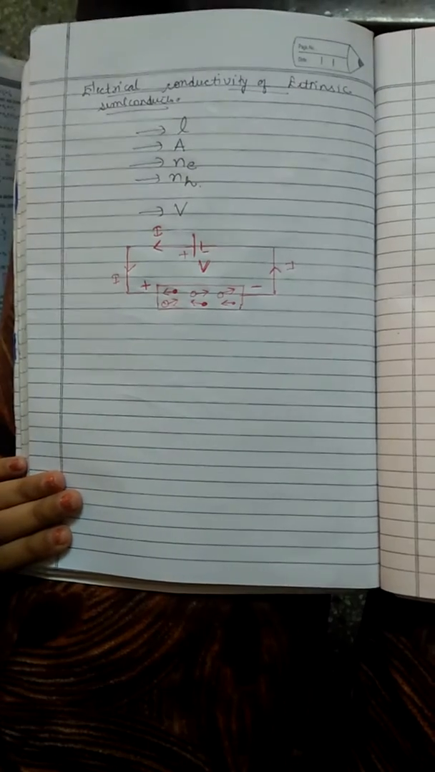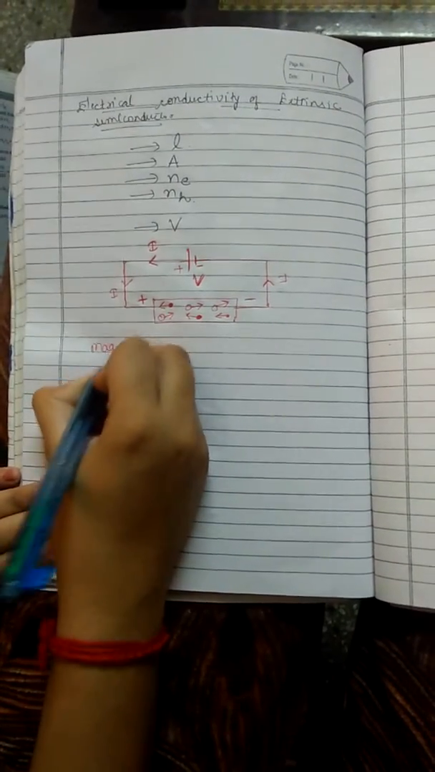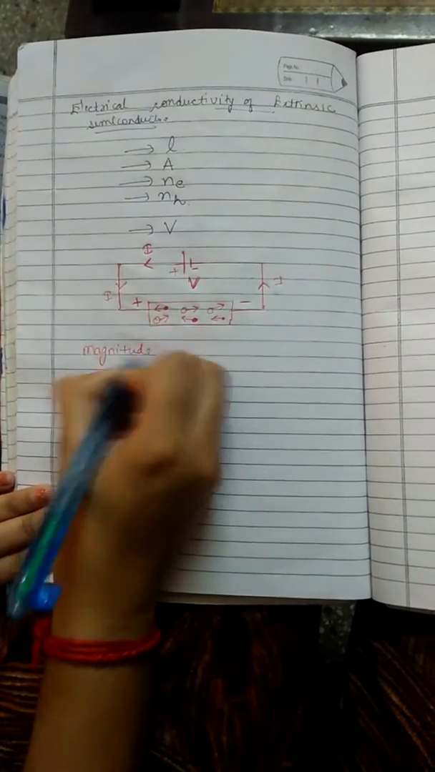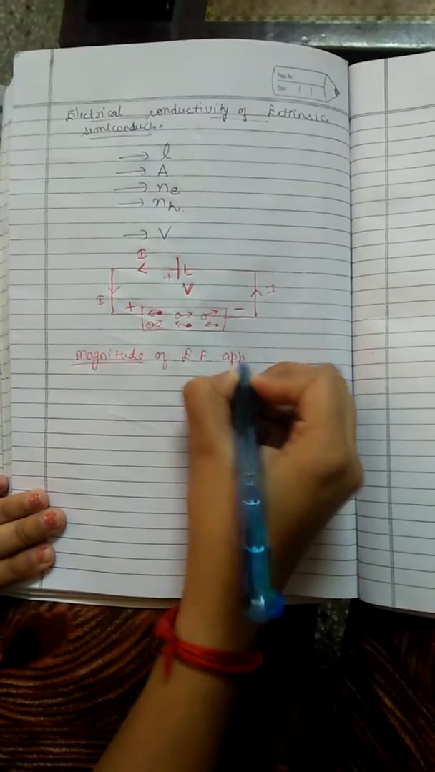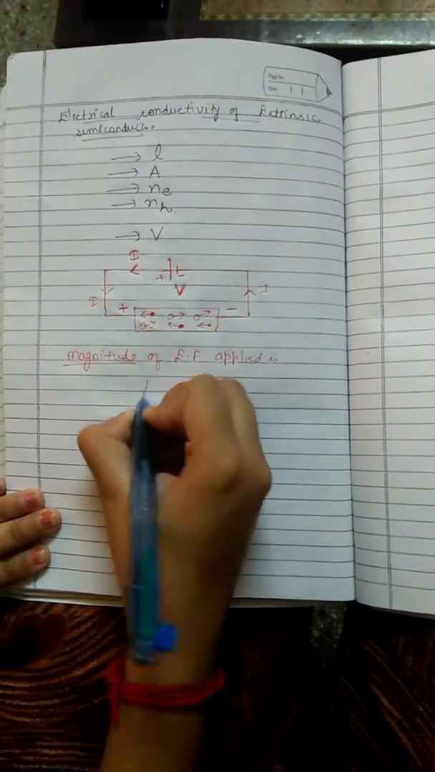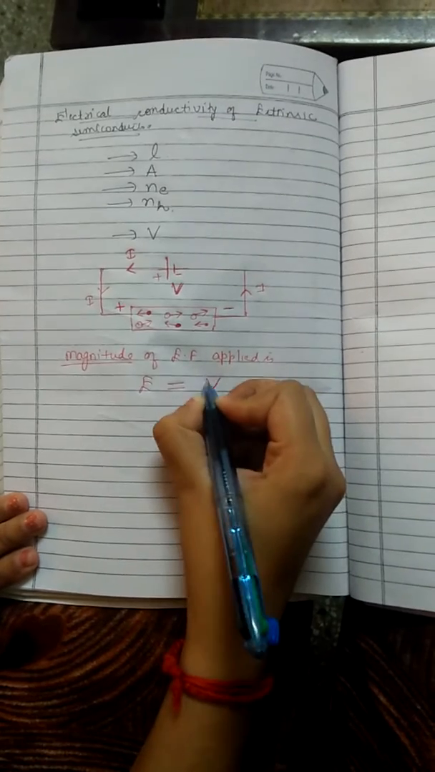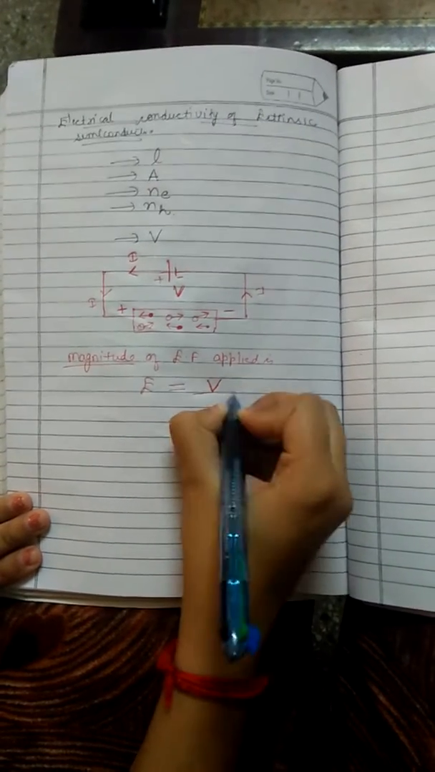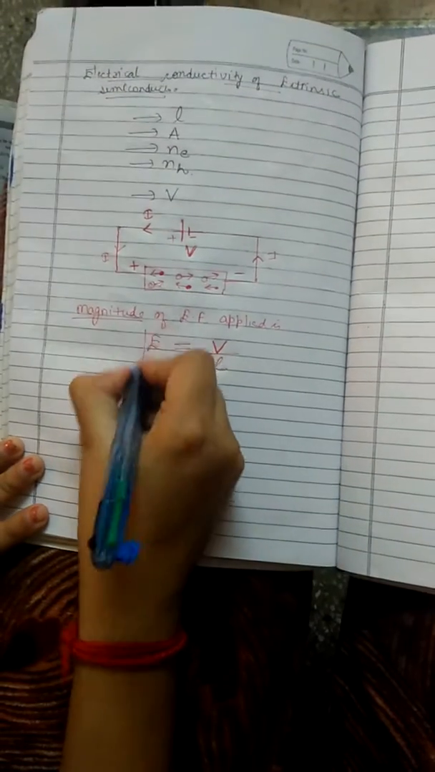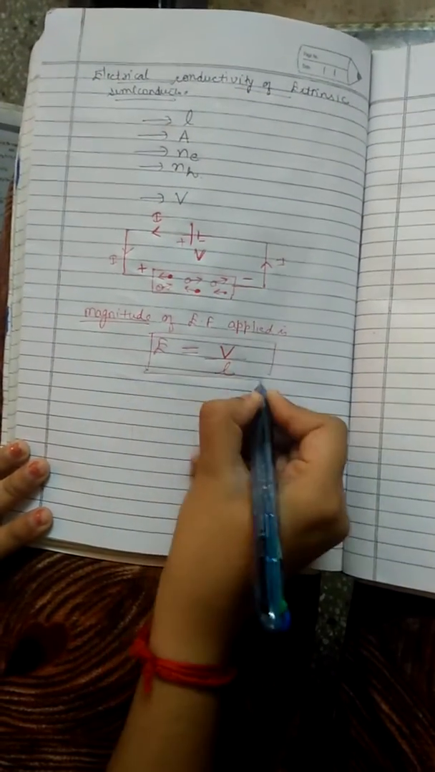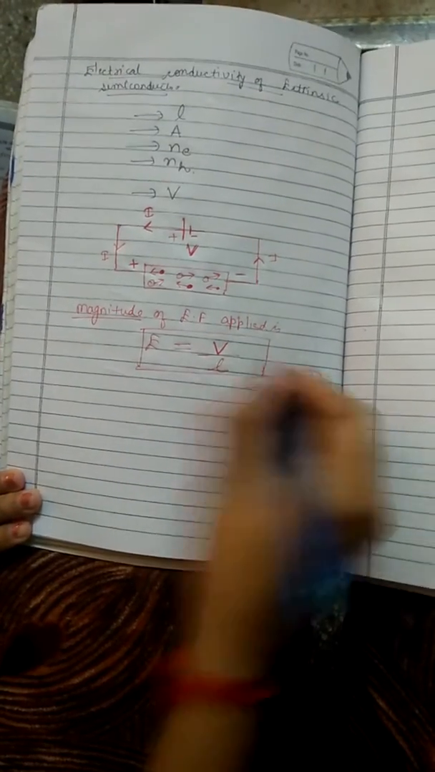Now what is the magnitude of the electric field applied? The magnitude of the electric field applied, E, is equal to the potential difference applied across the semiconductor divided by the length of the semiconductor. So we can say that E is equal to V upon L. This is equation 1.